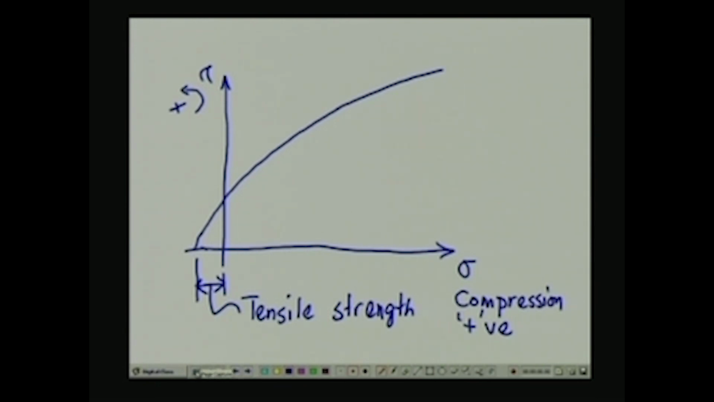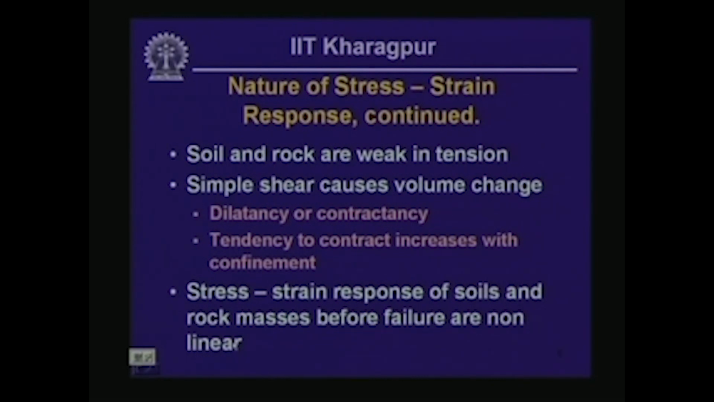Okay. So, soil and rock are weak in tension. We tend to make a simplifying assumption that they do not have any tensile stress at all. Second aspect is simple shear causes a volume change, and that was evident from the triaxial stress strain data that we schematically presented near the end of the previous lesson.